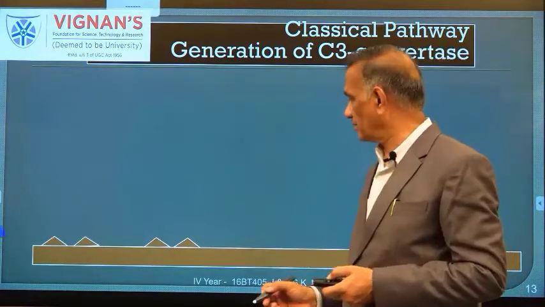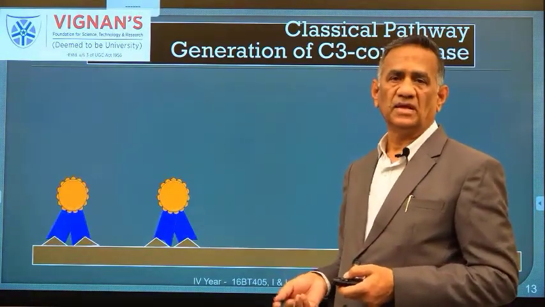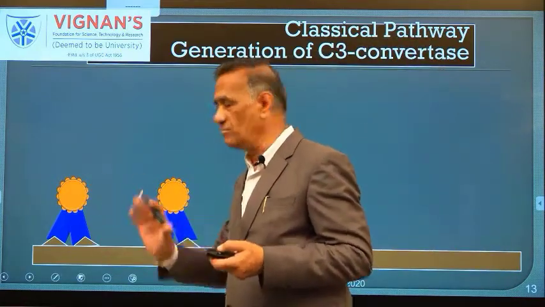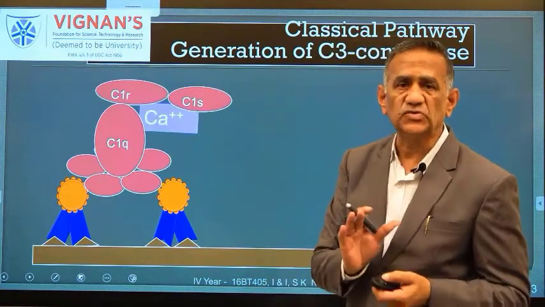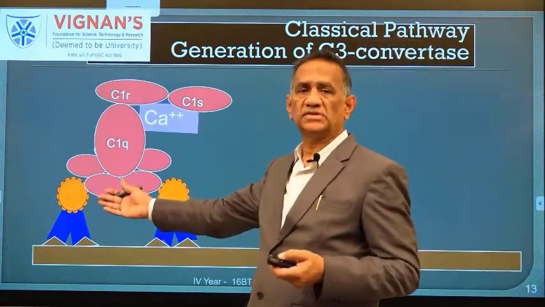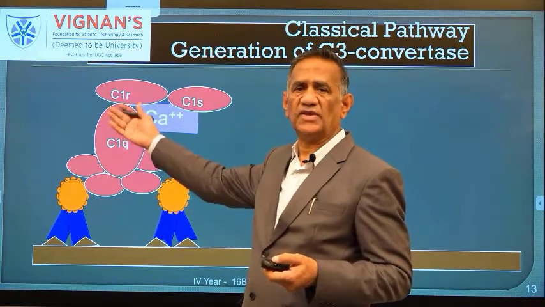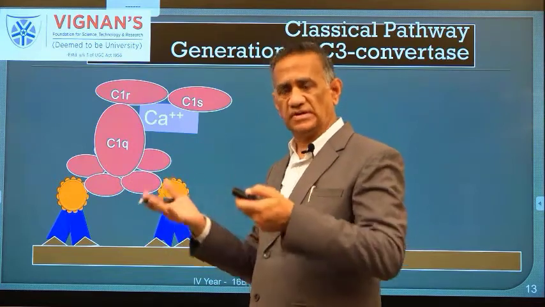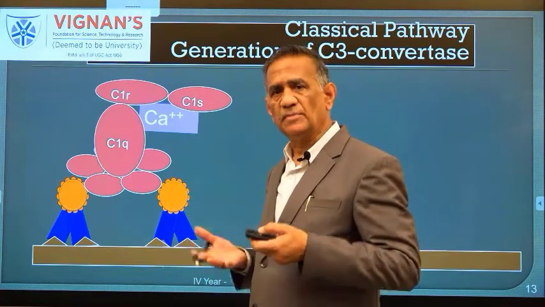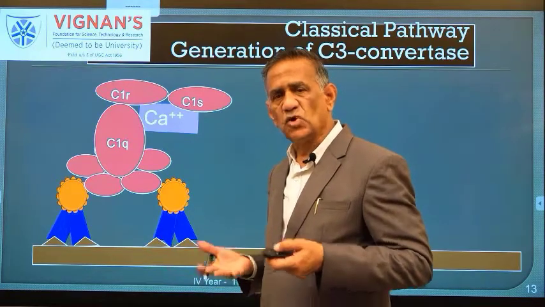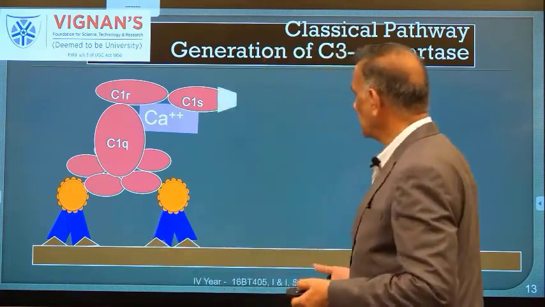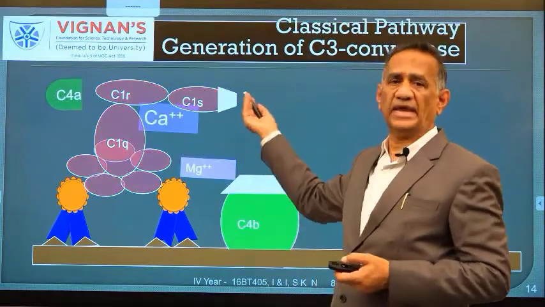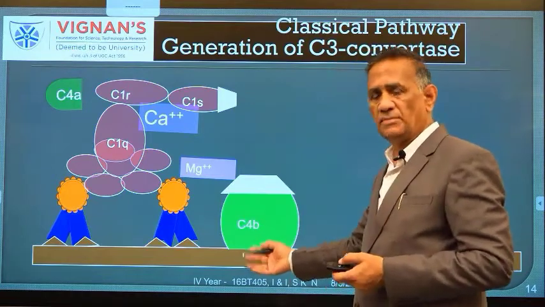Now let us see what is happening. Wherever there is an antigen, immunoglobulins come. This is called the antigen, antibody, and immune complex. Once the immune complex is formed, the C1QRS complex is attracted. Once this is attracted, C1QR is activated and becomes enzymatic. It becomes C4 convertase. Now C4 comes and is converted into C4b and C4a. The C4b rests on the bacterial membrane.